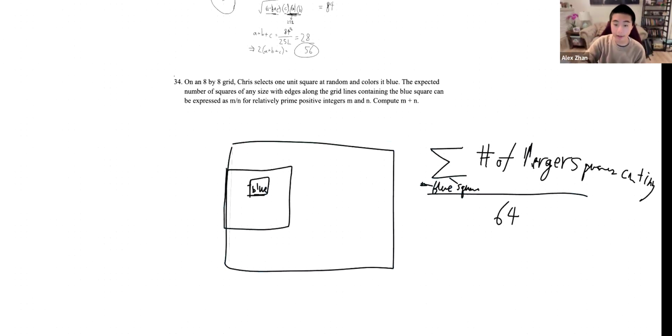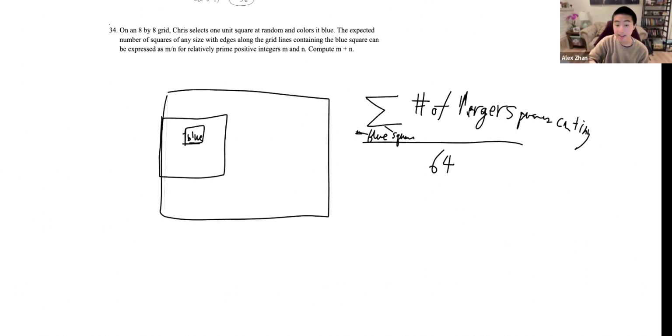Okay, so either way, I think you guys get the idea. So basically, the first way to count is from each blue square, count the number of larger squares containing it. Then there is a second way of counting, which is also equivalent, because in other words, we're just counting the total number of ordered pairs, right?